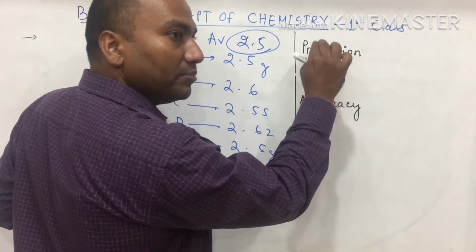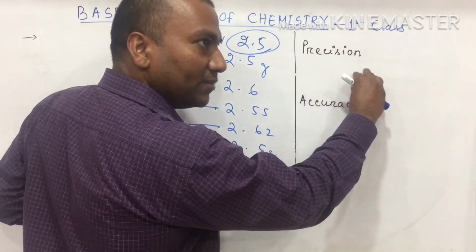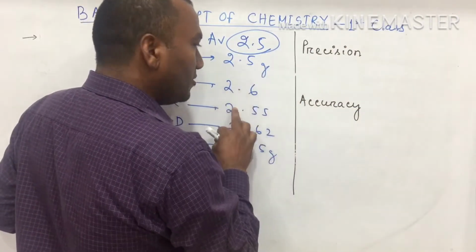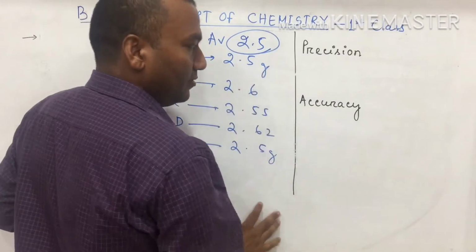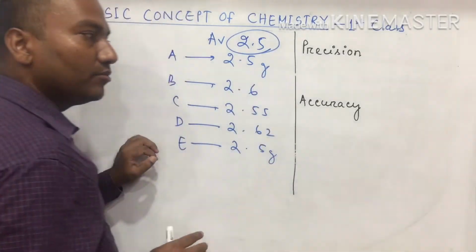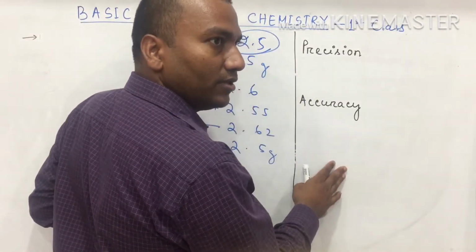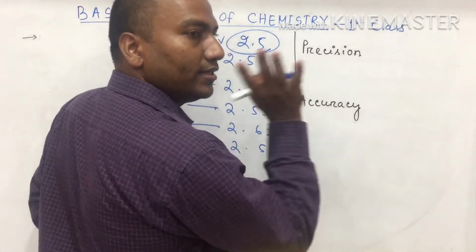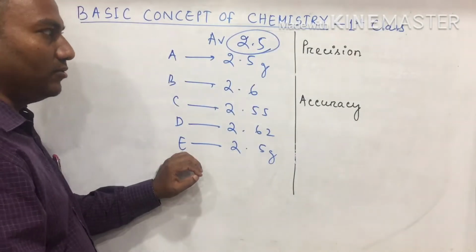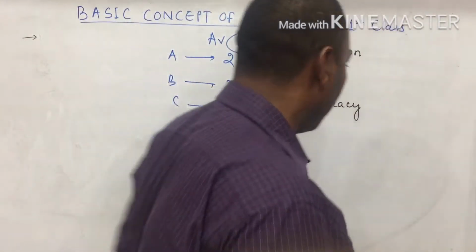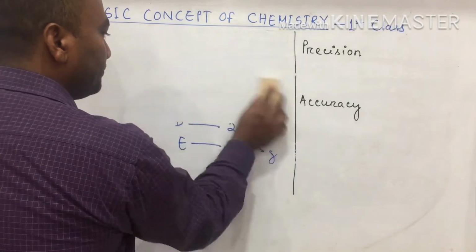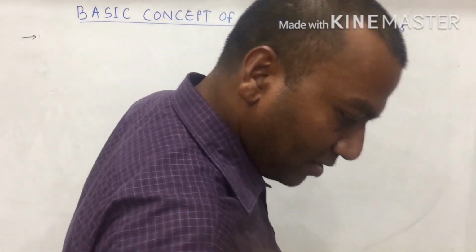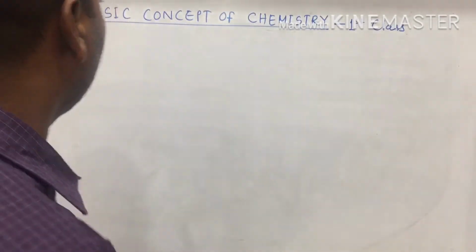In precision, at the beginning, whatever data are given, students don't know. After taking the measurement, we see which value is very close to the average value. But accuracy means from the beginning they know the value. After taking the measurement, who is very close to the given value. So this is called precision and accuracy. Clear now? Then the next term is scientific notation.